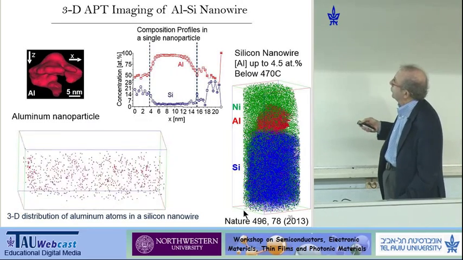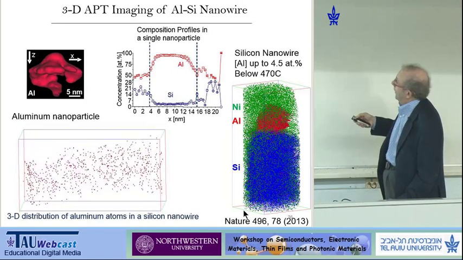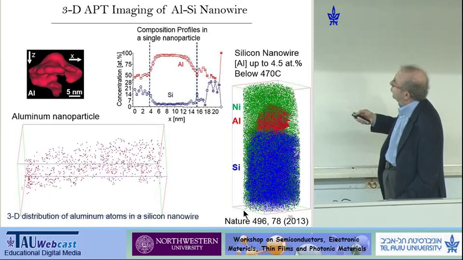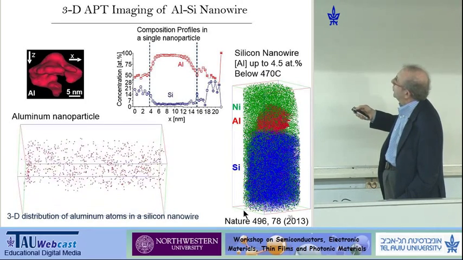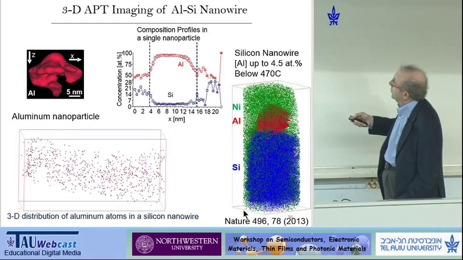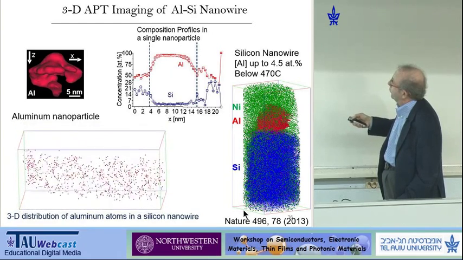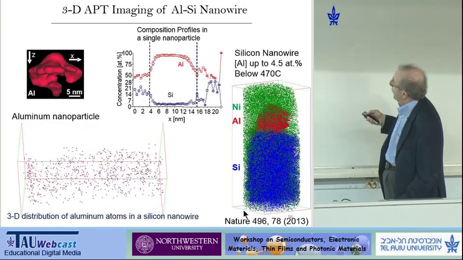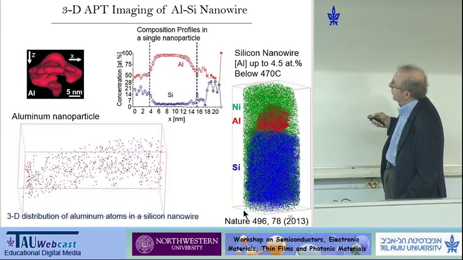This concentration profile is in the x direction, and this is of this nanoparticle, which is aluminum rich here. This is aluminum rich. And then you see the silicon down here, and it's silicon poor. So there's an admixture in this cap of aluminum and silicon atoms.